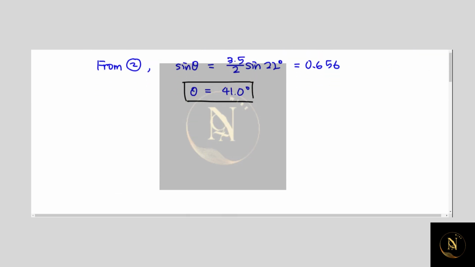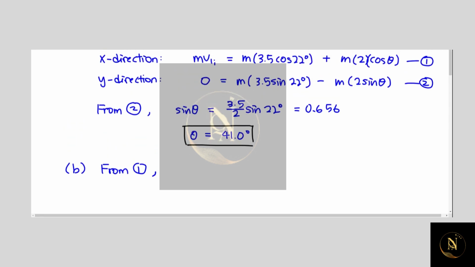Next, in part B, we want to find the initial speed of the cue ball. From equation 1, we have v1i equal to 3.5 cosine 22 degrees plus 2 cosine 41 degrees. When you calculate this, you get 4.76 meters per second.